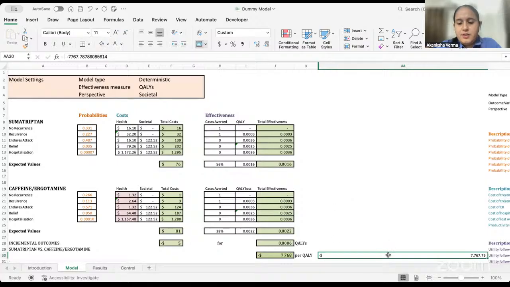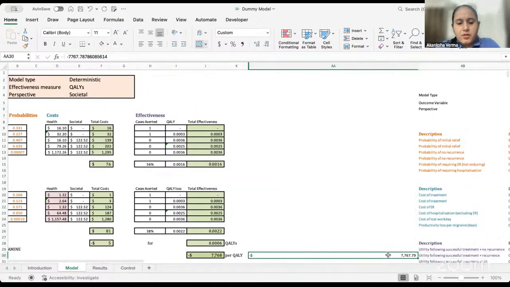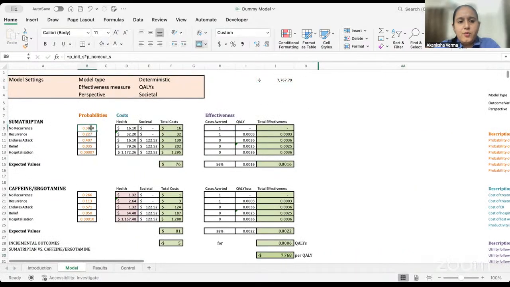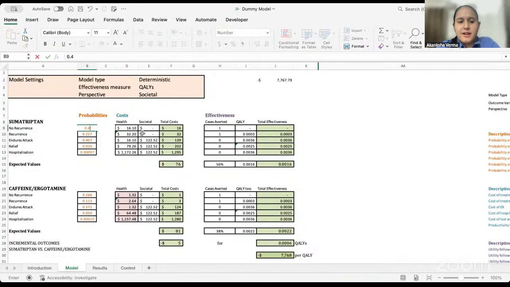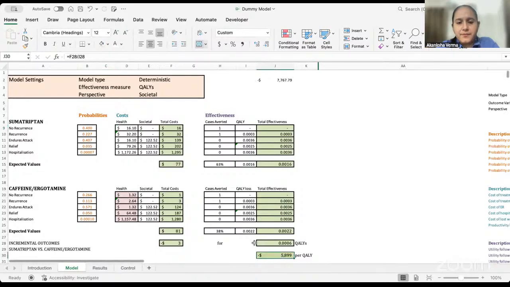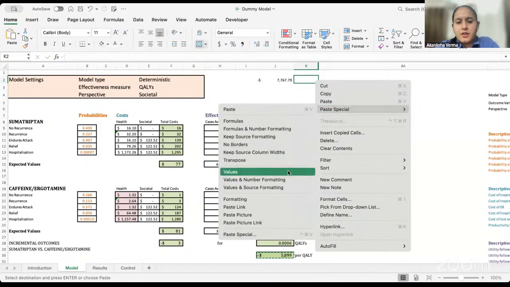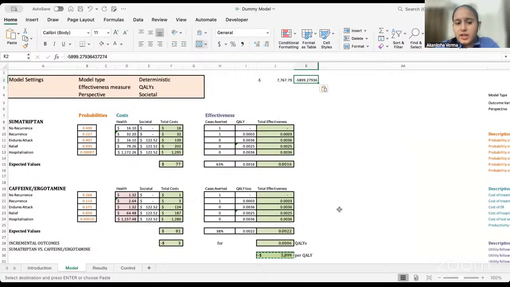With the base case, your value was this. Now what I'm going to do is change the value to 0.40 and see how the results are changing. It is still going in the same direction. I've increased the value. Now let me just reduce the value.